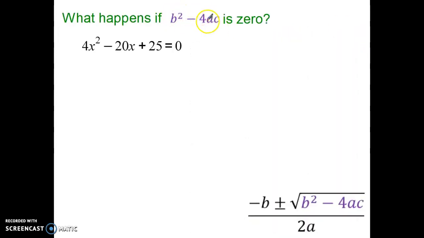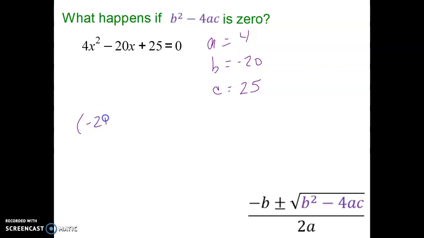Okay, so we have another possibility. We've already looked at greater than 0. That was our positives. We've looked at less than 0. That was our negatives. Now let's look at what happens when it is exactly equal to 0. Okay, so this one's already in the right form. I've got it equal to 0 right there. Let's identify A, B, and C. Okay, so A is 4. That's the coefficient on x squared. B, negative 20. That's the coefficient on x. And C, positive 25. That's my constant term.